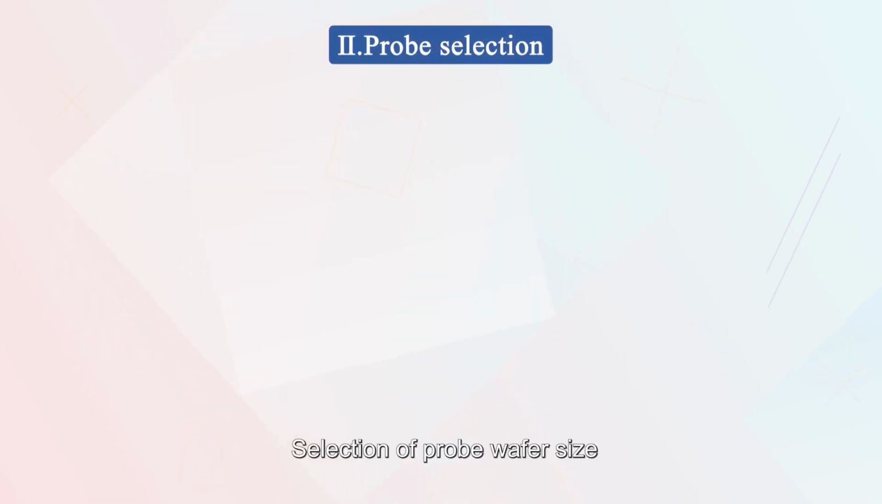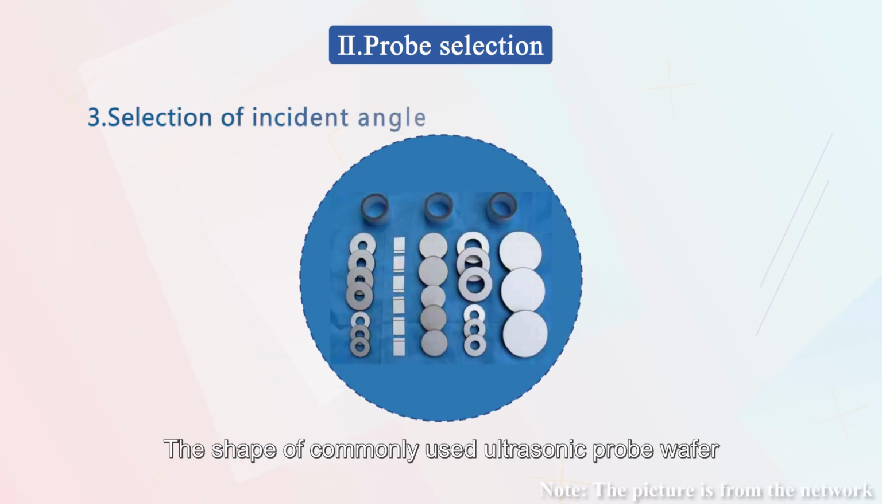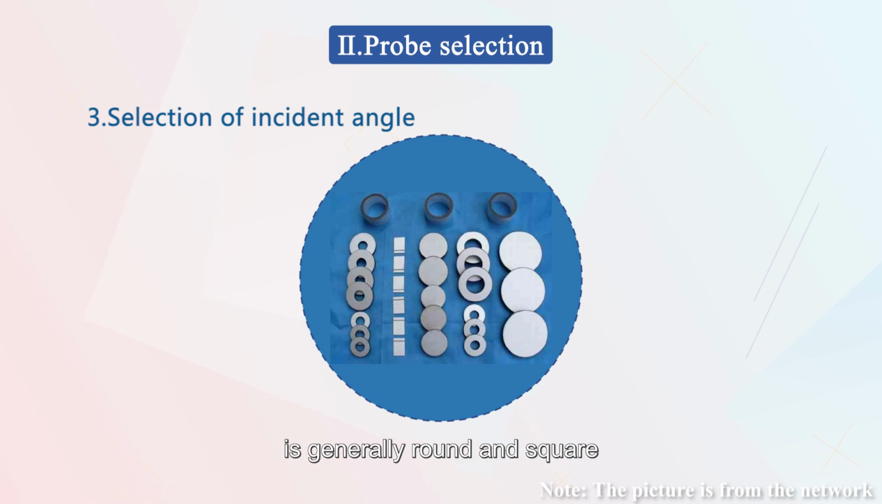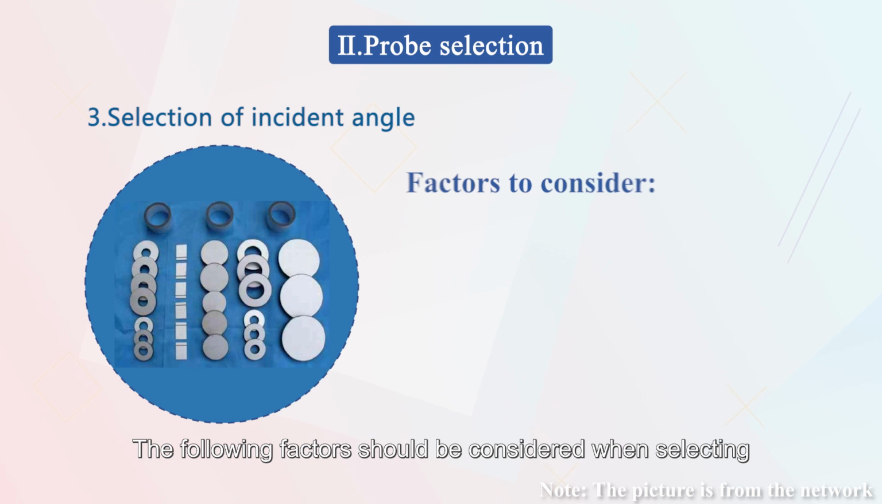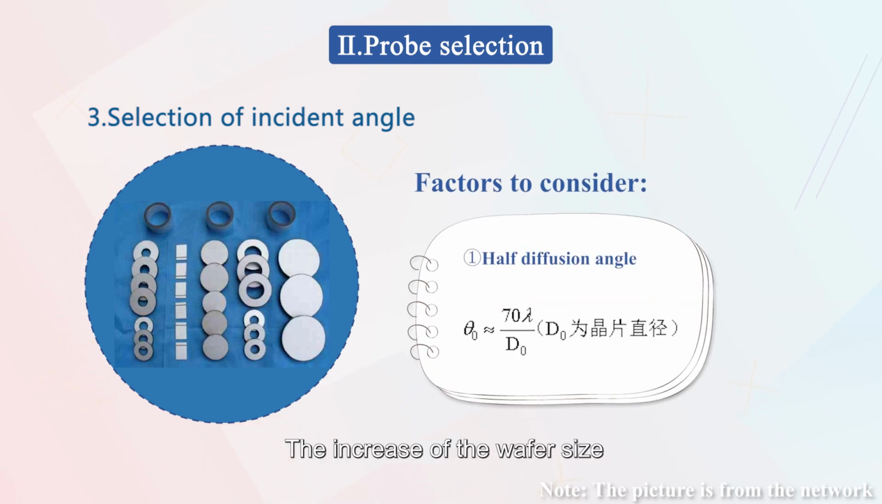Selection of probe wafer size. The shape of commonly used ultrasonic probe wafers is generally round and square. The wafer size of the probes has a certain impact on the ultrasonic flaw detection results. The following factors should be considered when selecting: with the increase of the wafer size, the half diffusion angle decreases, the directivity of the acoustic beam is good, and the concentration of the ultrasonic energy is beneficial to flaw detection.